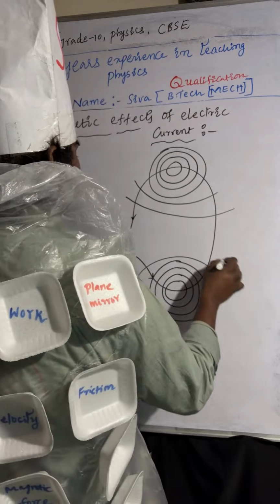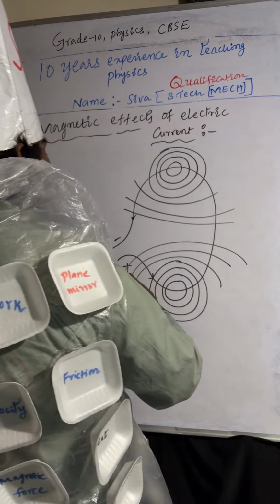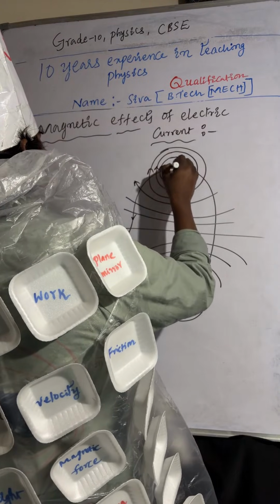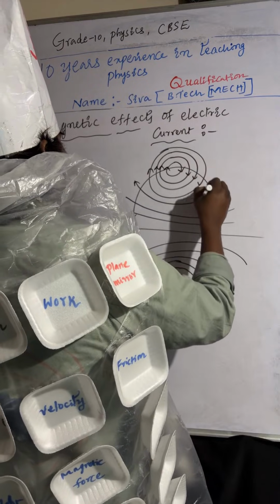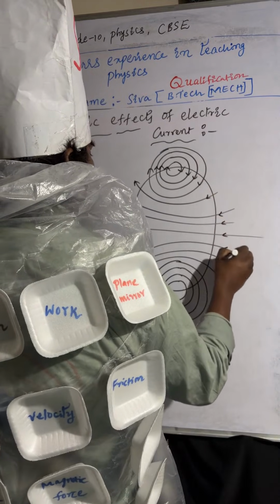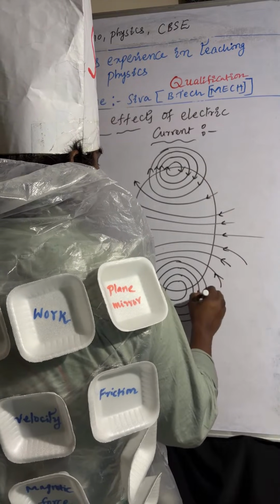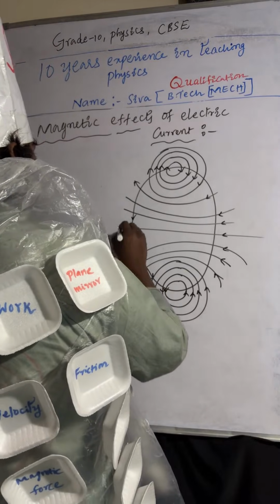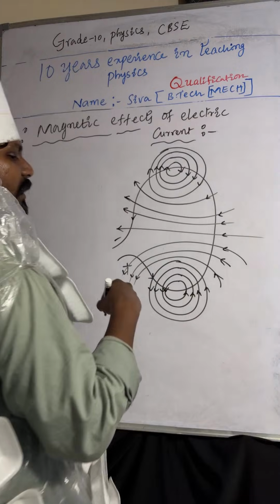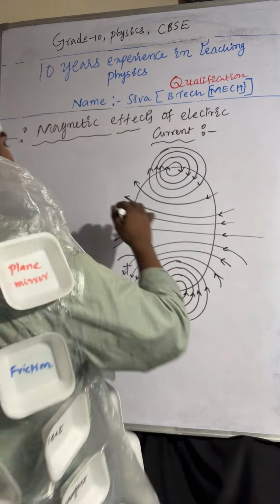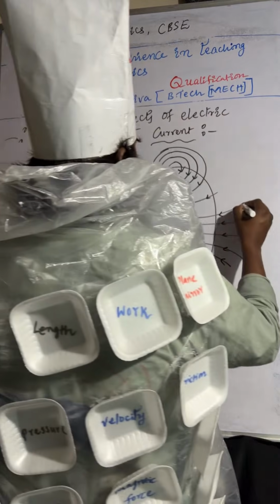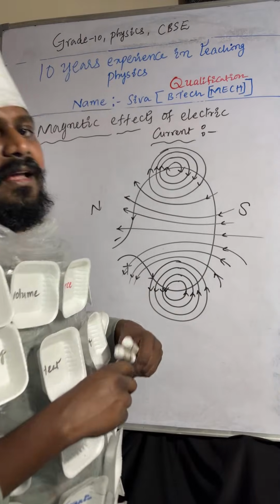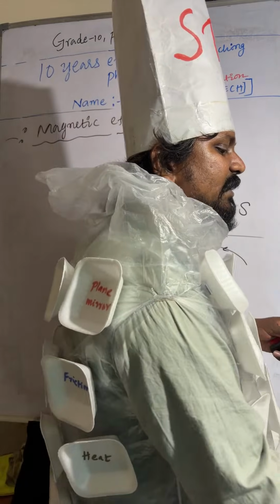So here you can observe the magnetic field is changing at this center. I hope it is very clear. This side is north and this side is south. Understood? Current is passing like this. So where will the magnetic field be more, at the center or the circumference?